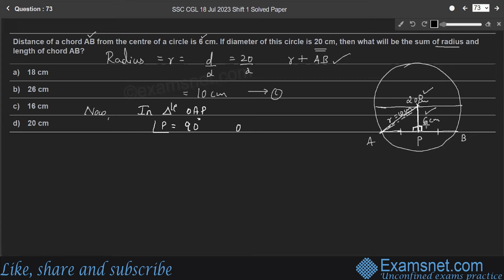So OA is equal to 10 centimeter and OP is 6 centimeter, right? So just find the value of AP now. Since AP is equal to PB, twice of AP becomes the length of the chord. So let us find AP. AP square is equal to hypotenuse square, which is OA square minus OP square.